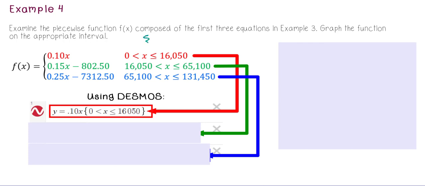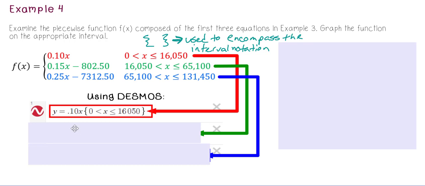Okay, so the curly brackets are used to encompass the interval notation, and it needs to be in that format. And you would do this for each line.